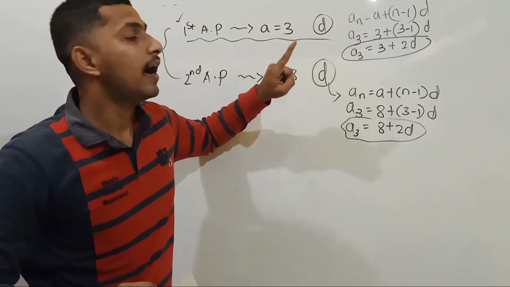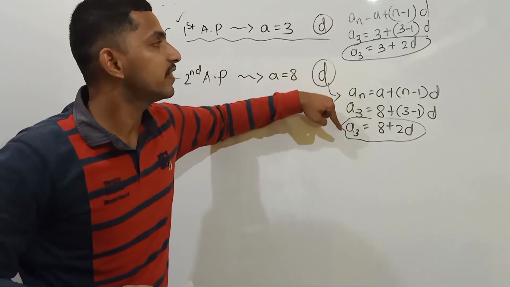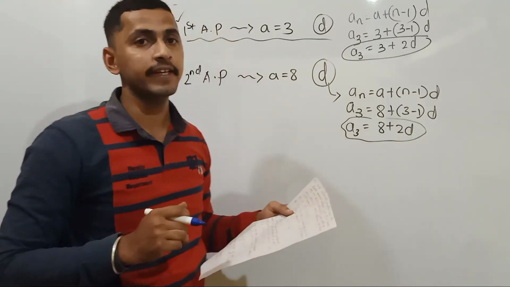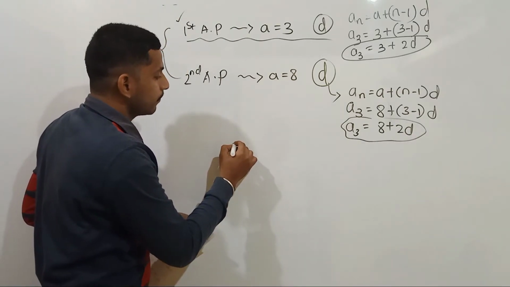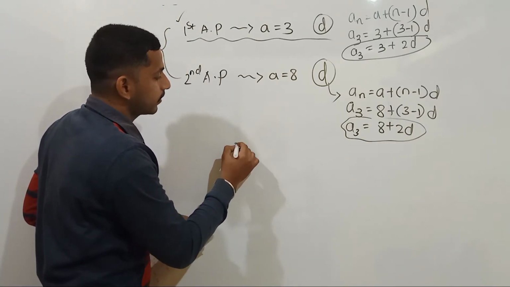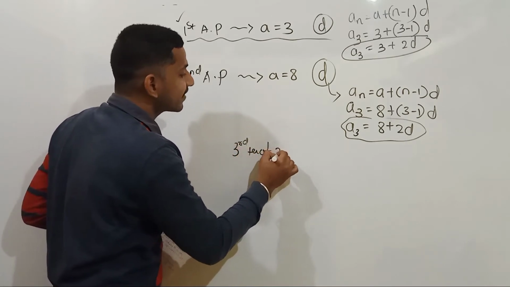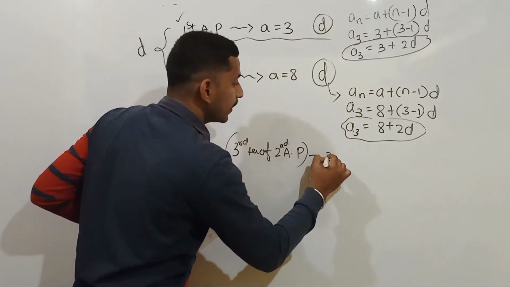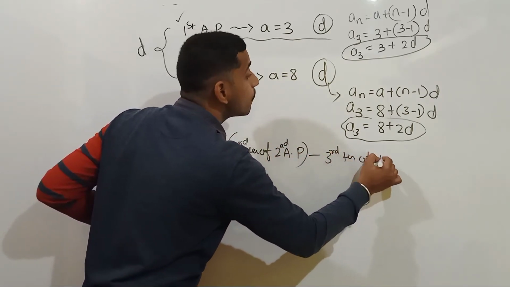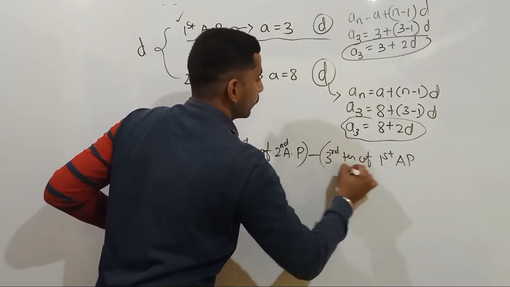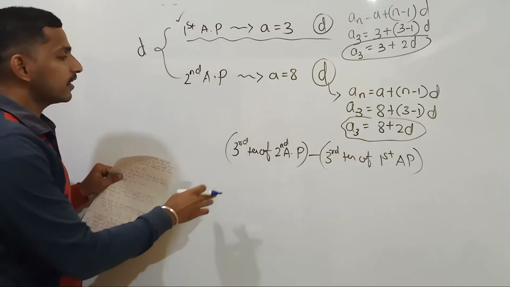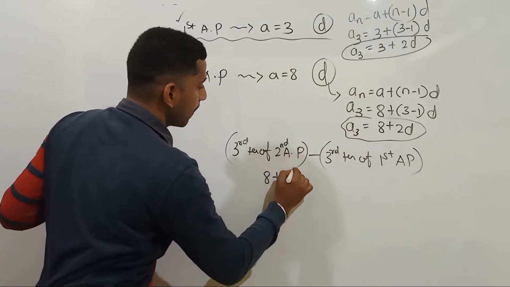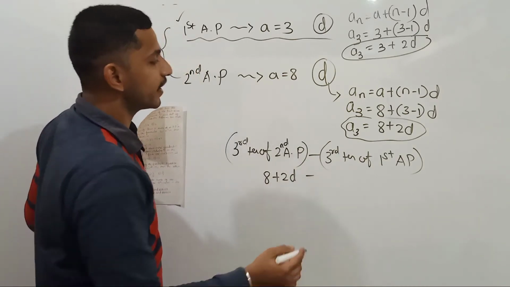From the first AP and from the second AP, I have found the third term. What have they asked us? The difference between the third terms. It means the third term of second AP minus the third term of first AP. What is the third term of second AP? 8 plus 2d. 8 plus 2d minus, what is the third term of first AP?